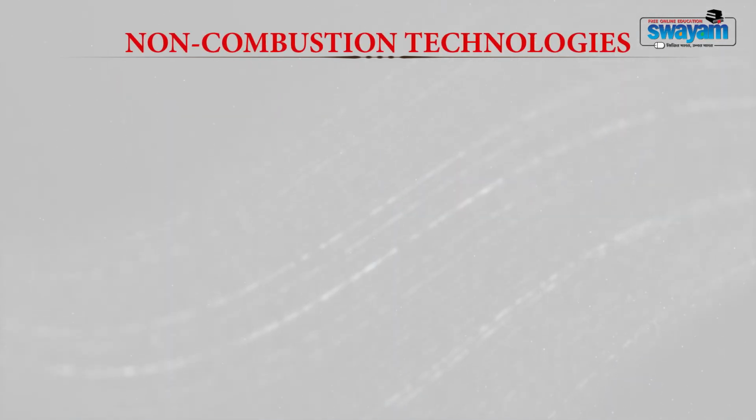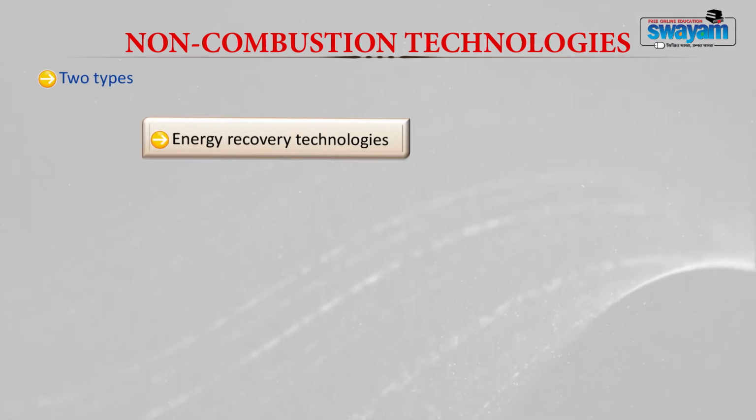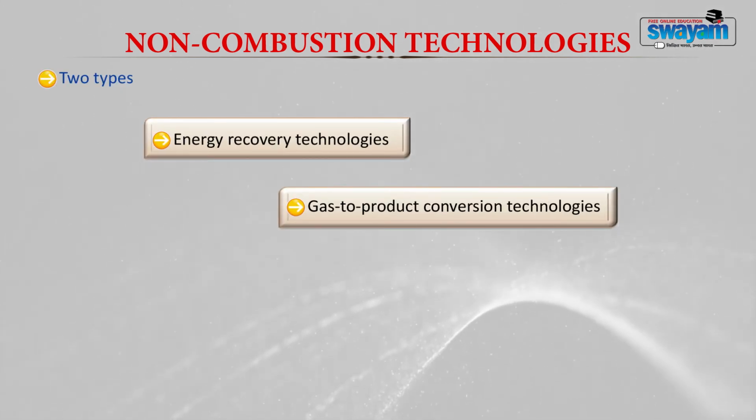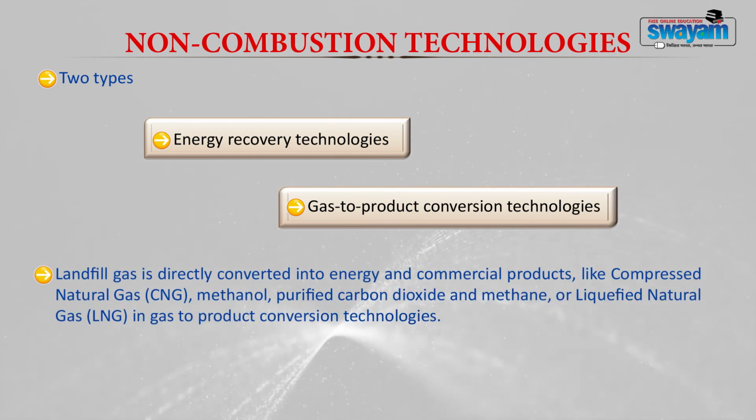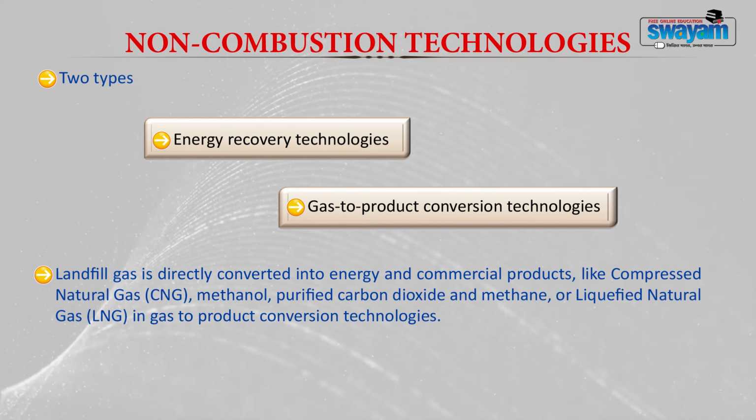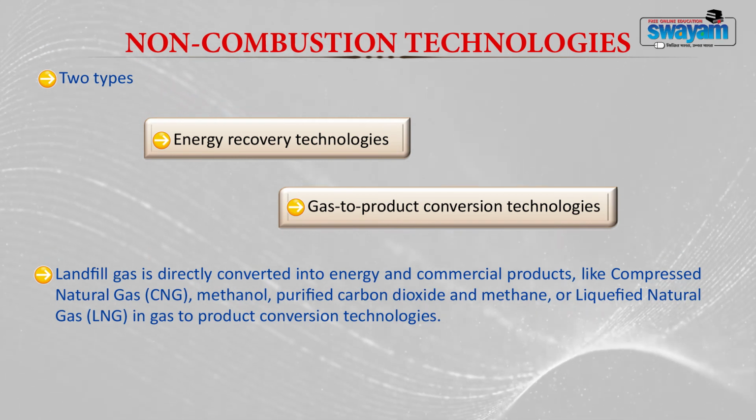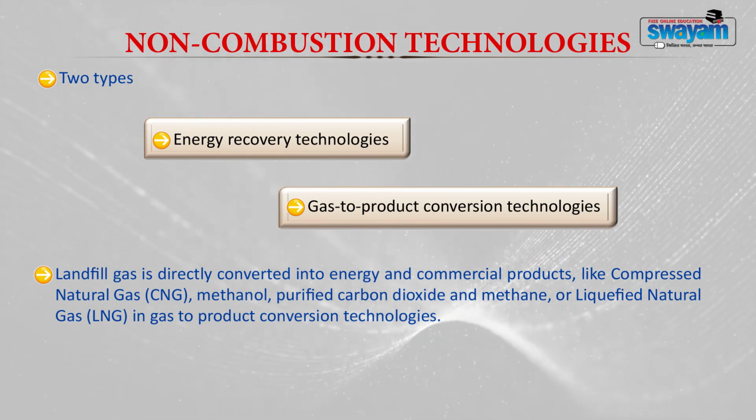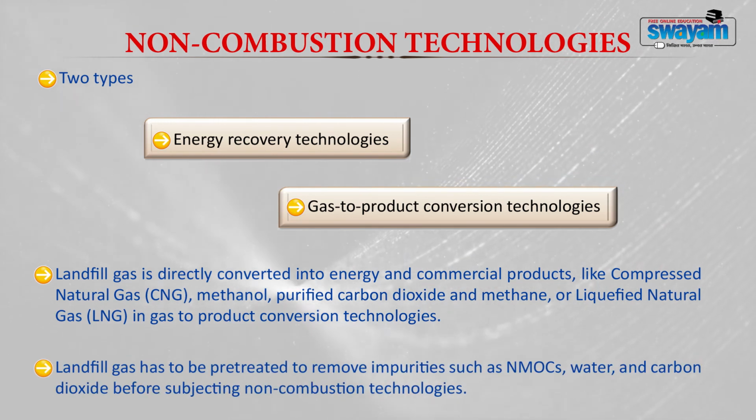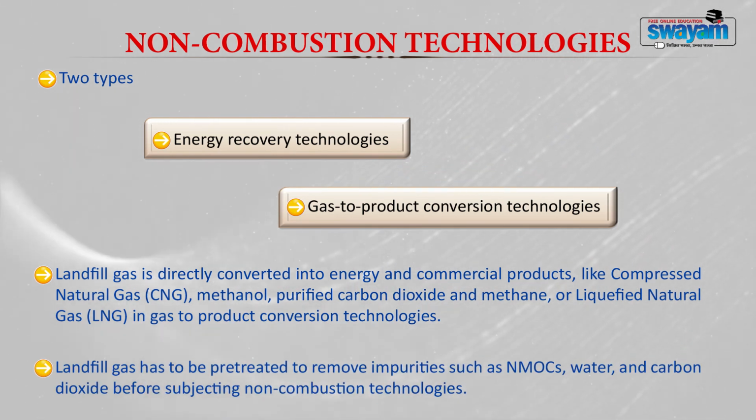Non-combustion technology is of two types: energy recovery technology and gas to product conversion technology. Here the landfill gas is converted into energy and commercial products like compressed natural gas, CNG, methanol, purified carbon dioxide and methane, liquefied natural gas and other products. Before subjecting the gas to the non-combustion technology, you have to pre-treat it to remove impurities like non-methane organic compounds, water, carbon dioxide and so on.